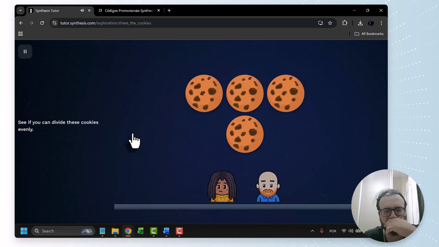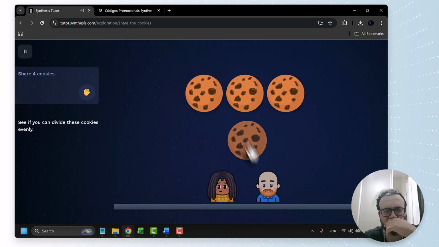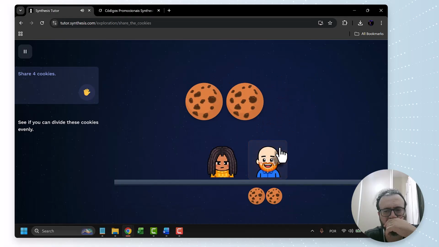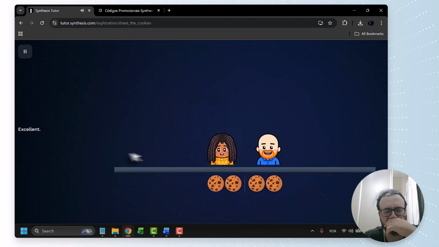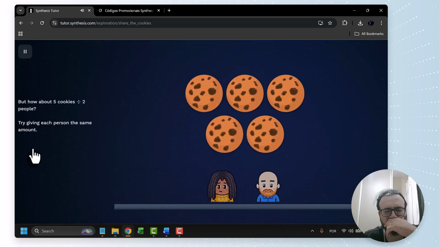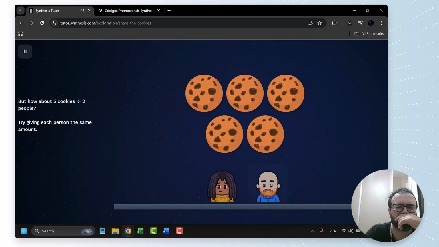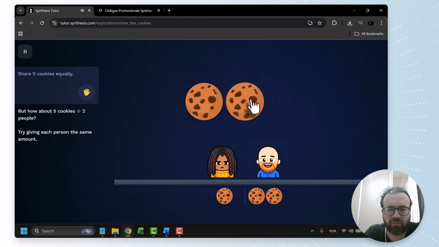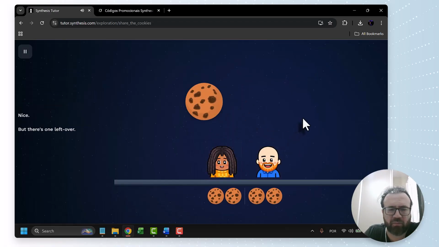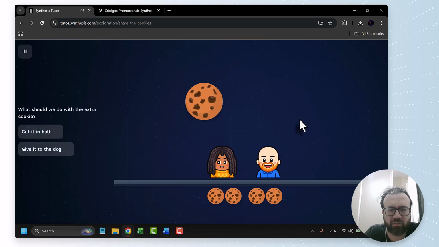See if you can divide these cookies evenly. Excellent. 4 cookies divided by 2 people. But how about 5 cookies divided by 2 people? Try giving each person the same amount. Nice, but there's one left over. What should we do with the extra cookie?